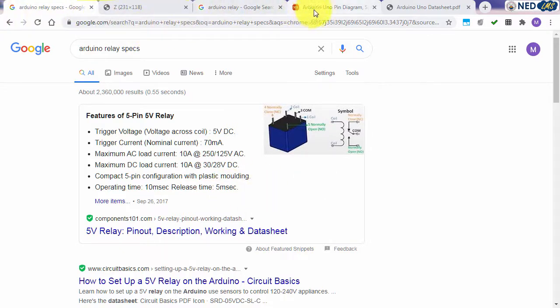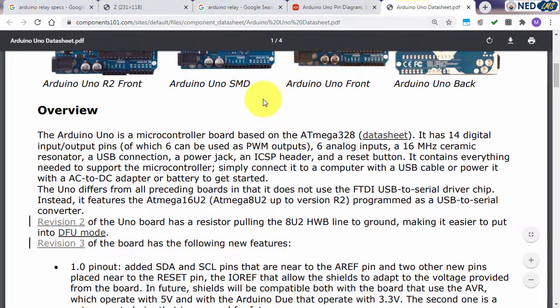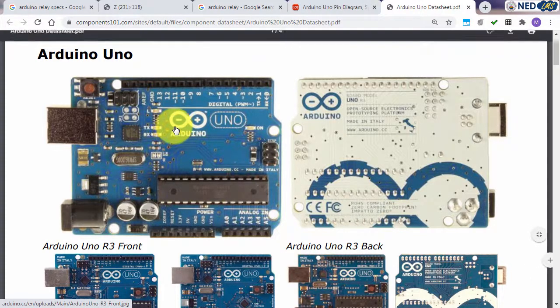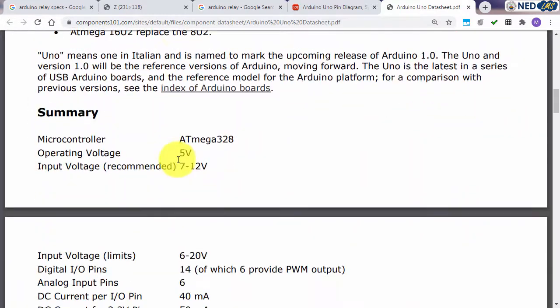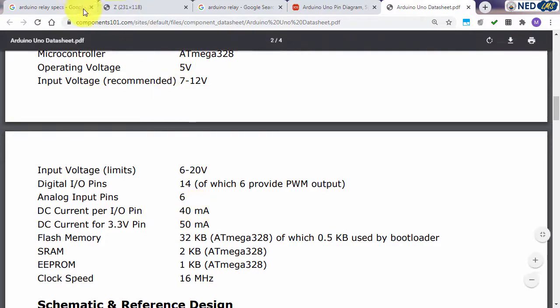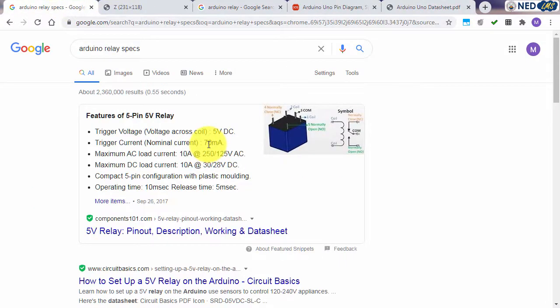Now, taking a look at the Arduino board specifications, you can just search for the Arduino Uno datasheet. That's a very simple, I think one of the very first Arduino boards. Now there are many other variations available. It says that the DC current per IO pin is 40 milliamps. And in some cases, or maybe in some Arduino variants or some other boards, it could be 20 milliamps. The problem is, how can this 40 milliamp output pin drive the relay coil which requires 70 milliamps to energize?